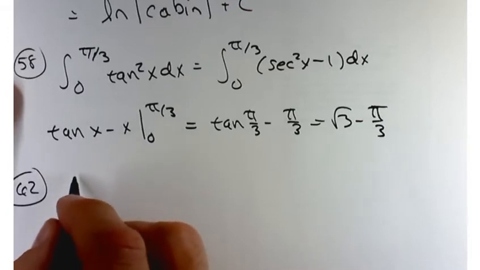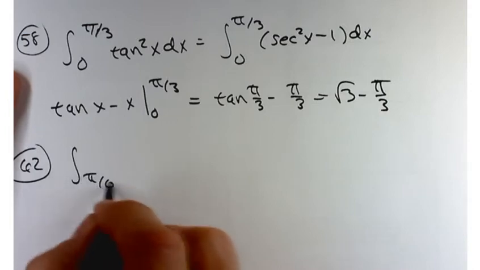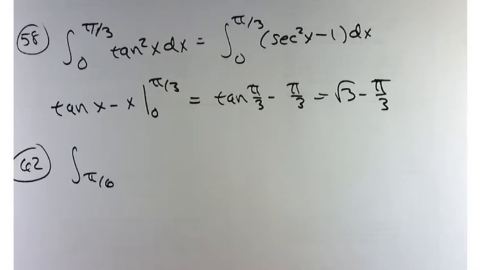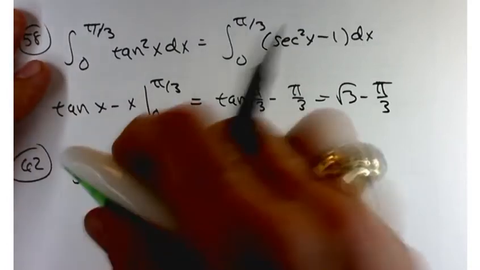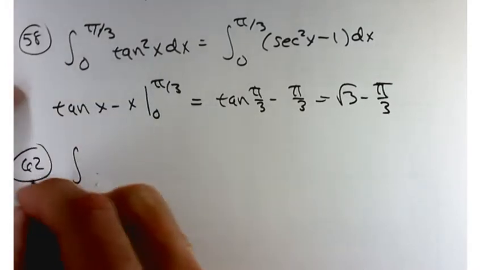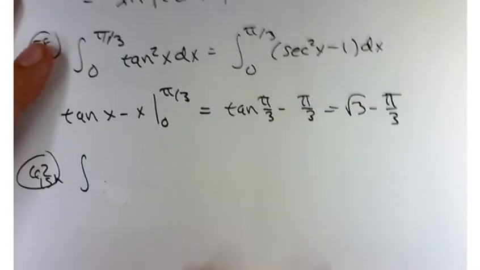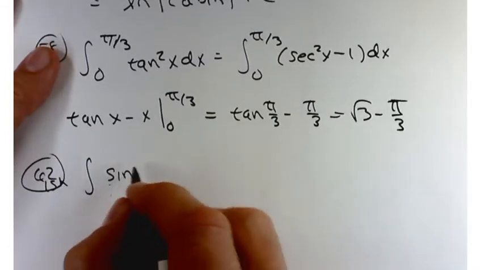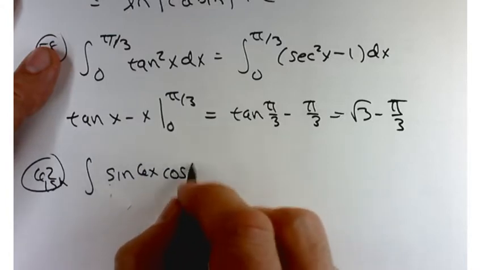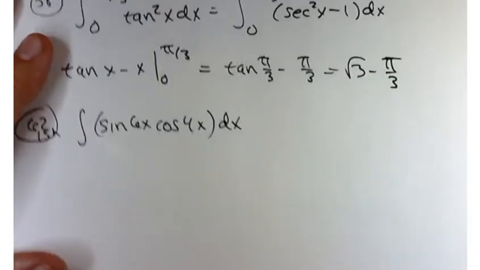The integral from pi over 6. You know what? Tell you what. We're not even going to do the limits of integration. I don't want to get bogged down in that stuff. This is now officially problem 62-ish. We're just going to do it as an indefinite integral. Sine of 6x cosine of 4x dx.